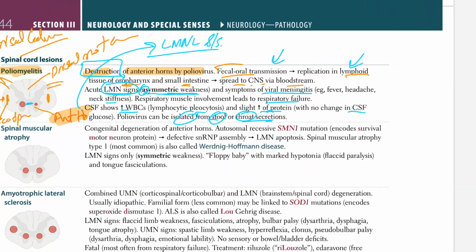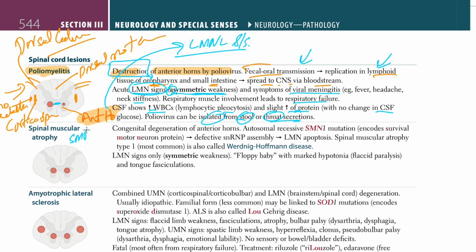Now looking at the next one, spinal muscular atrophy, SMA. It's a congenital degeneration of, again, anterior horns. But here, if you look at the destruction, it's symmetrical. So you're going to have lower motor neuron signs with symmetrical weakness, because again, it's a congenital degeneration of anterior horns. It is autosomal recessive, SMN1 mutation, which encodes for survival motor neuron protein 1. Mutation leads to defective SNRNP assembly.